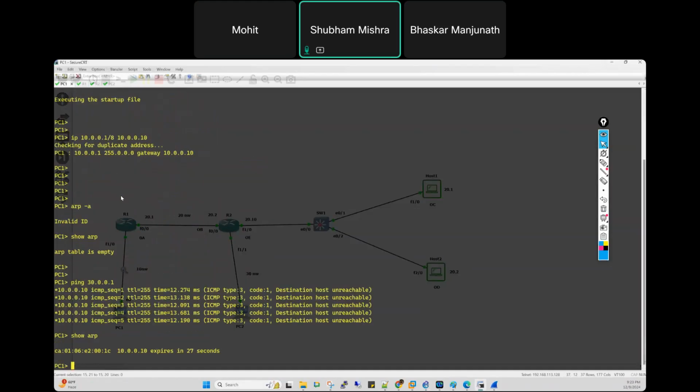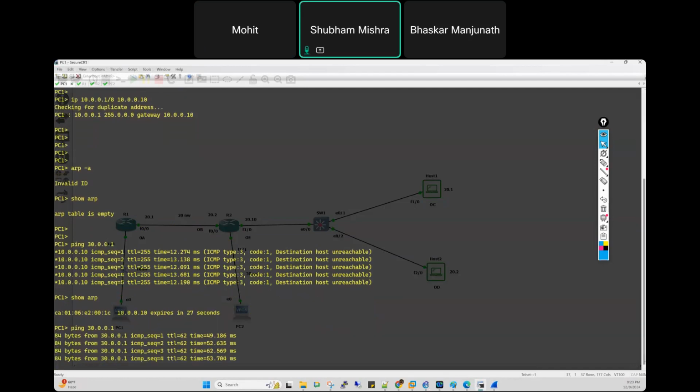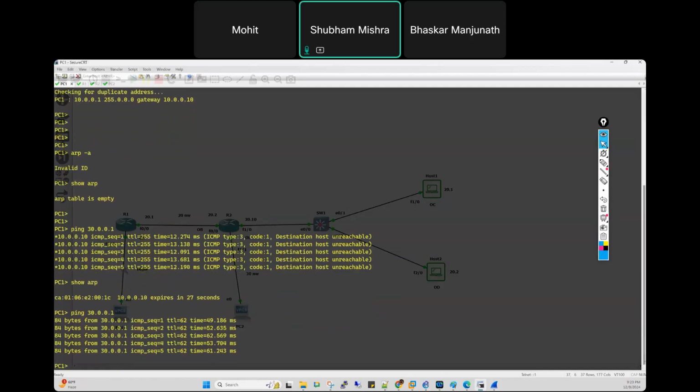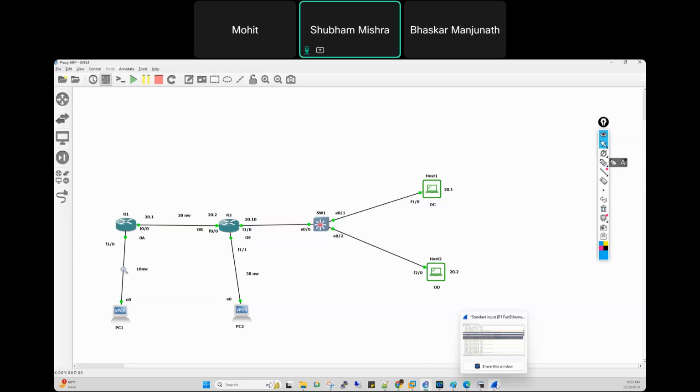From PC number 1 to 30.1, I am able to ping. अरे समझ में आया? Yes, sir. मैं पिंग करने में एबल हूं. Now guys, why am I able to ping? Anyone? Any reason? Tell me. कोई बताएगा मुझे मैं क्यों पिंग करने में एबल हूं? मैं क्यों पिंग कर पा रहा हूं?